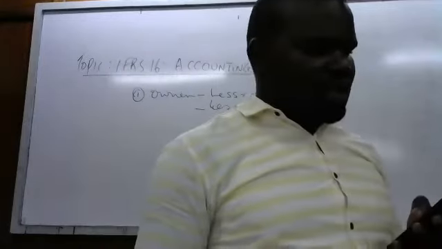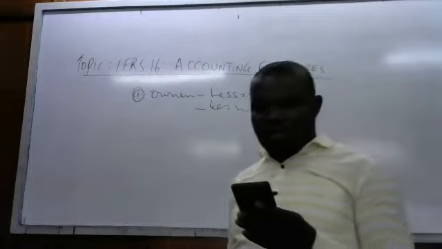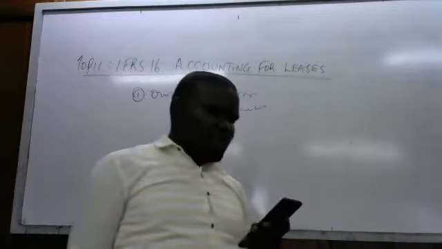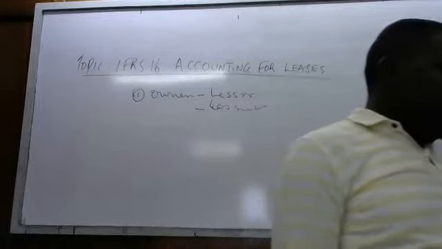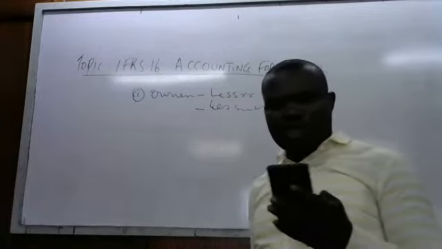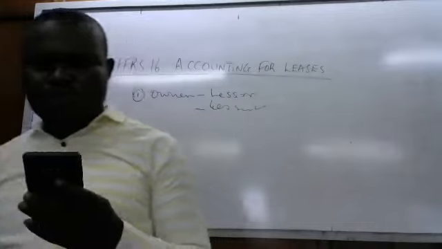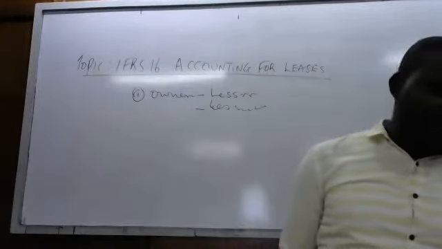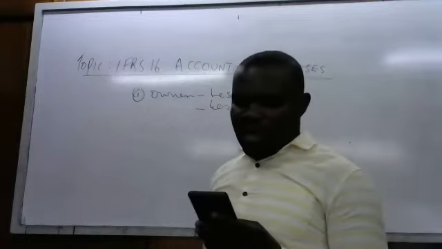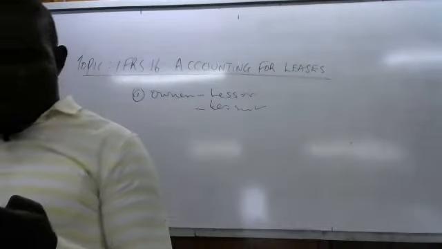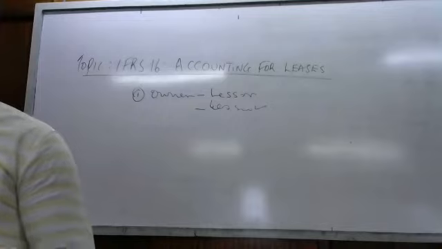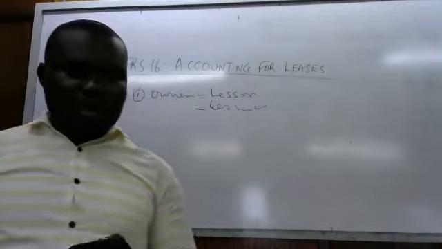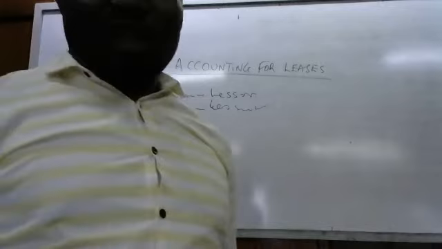And now we go to key terms. Commencement of the lease term is the date from which the lessee is entitled to exercise the right to use the leased assets. Inception of the lease is the earlier of the date of the lease. You remember 30 minutes apart.